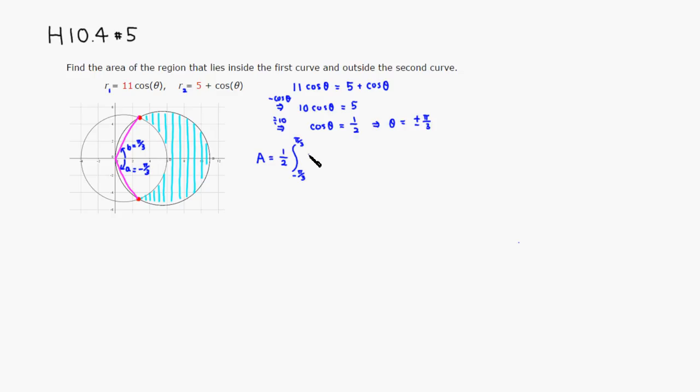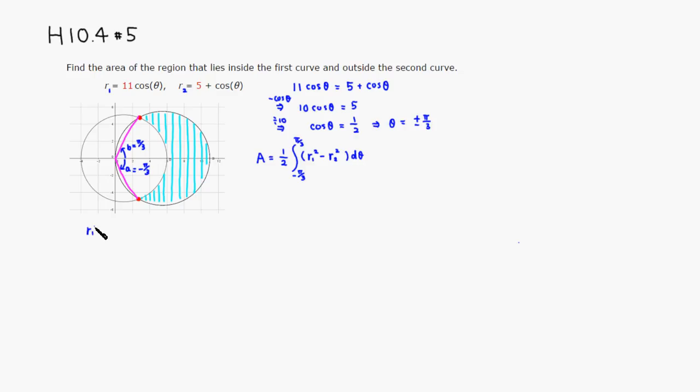Then we just have to do R1 squared minus R2 squared, with respect to theta. Alright, so let's find the expression for R1 squared minus R2 squared. So let's do it on the side.